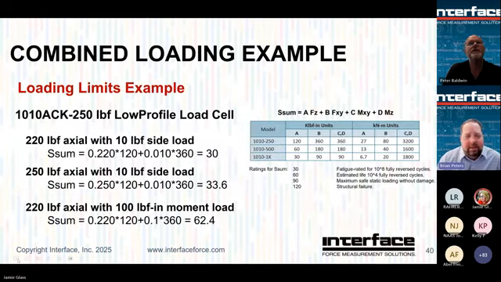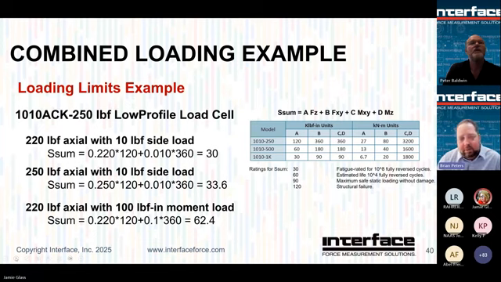This is looking at a 1010 ACK 250 model, so pretty low capacity, fatigue rated. And we've got a couple different loading conditions here. We kept the little table on the right there so you can see for reference, but we've got 3 different loading conditions on the left. One is 220 pounds with 10 pounds force side load. End up with a calculated S-sum value of 30. So that is right there at the fatigue rated stress strain value. And this is still good for 100 million fully reversed cycles, even though we've got a little bit of a side load. Now, you notice it's not full scale axial, right? That gives us a little bit of overrange to be able to accommodate some off-axis loads.